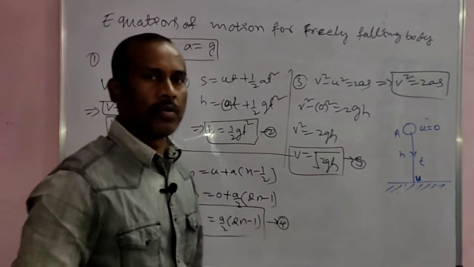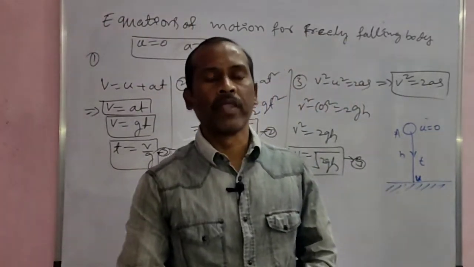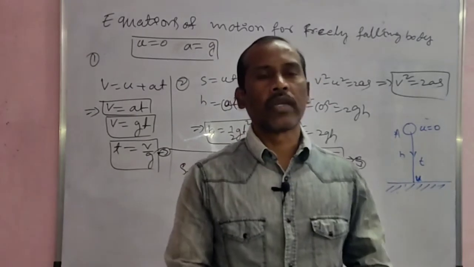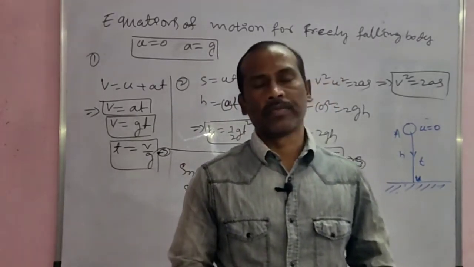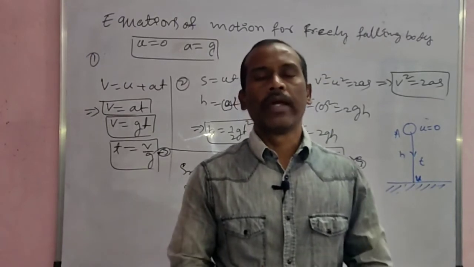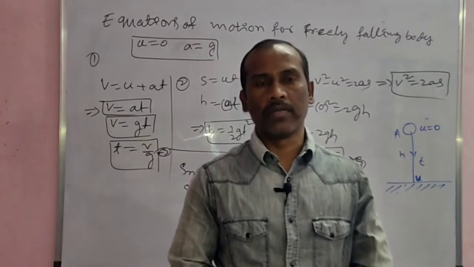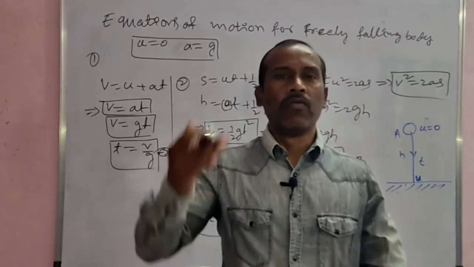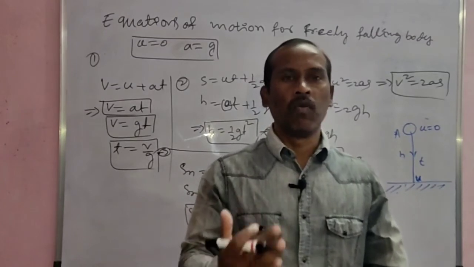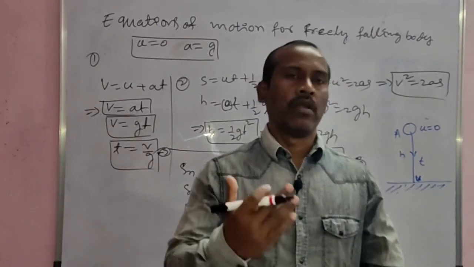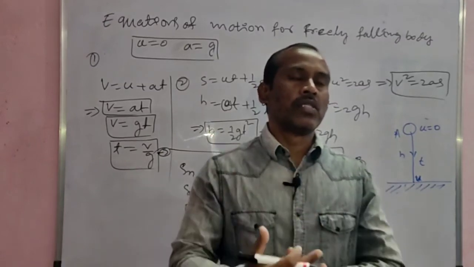Now, for a freely falling body, consider the distance of the body at 1 second, 2 seconds, 3 seconds, 4 seconds, and so on. The ratio of displacements or distances in the vertical direction for a freely falling body is 1 is to 4 is to 9 is to 16, and so on.